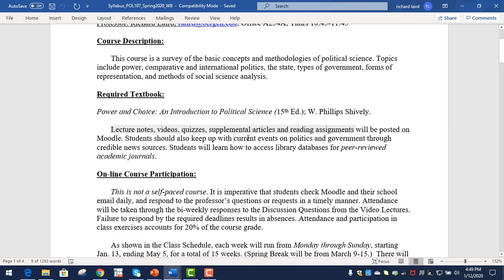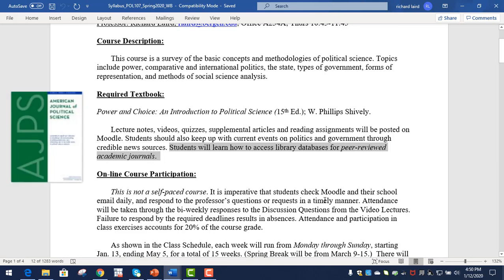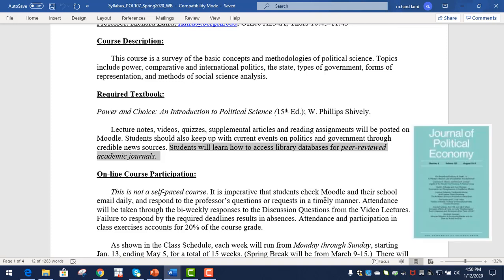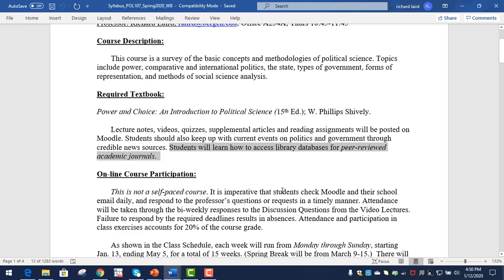Also, you're going to want to keep up with current events on politics and government. Since one of your assignments is going to be a paper, you will want to come up with a current topic to write about as far as politics or government is concerned. I will also be talking quite a bit about peer-reviewed academic journals. Those are going to be your primary sources for your topic. This is where the scientific analysis of politics is done, and this is where those studies get published.